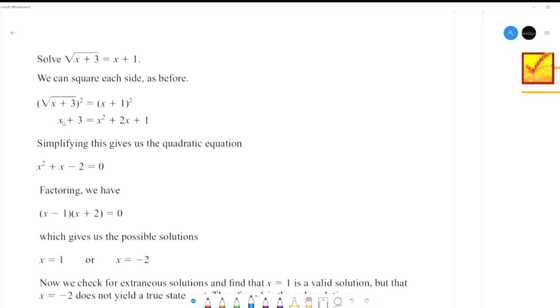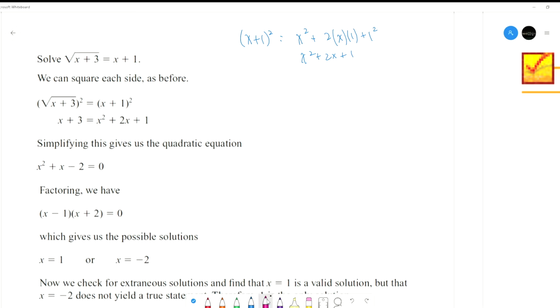And we get x plus 3 on the left-hand side. And if you remember, x plus 1 is a binomial squared. You can do x squared plus 2 times x times 1 plus 1 squared. That gives you x squared plus 2x plus 1. That's the formula way. So that's how we get this x squared plus 2x plus 1.